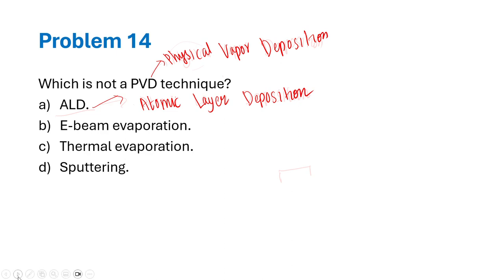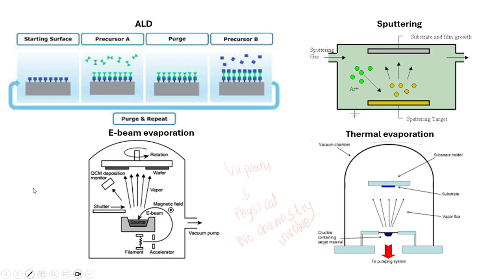In physical vapor deposition, we use vapor to deposit something on our desired substrate, and we use a physical process to generate this vapor, not a chemical process. In the case of ALD, some chemical reaction is happening. First we flow some precursor, then we purge it, then we flow another precursor. Whatever film is formed here is due to a chemical reaction between the two precursors A and B. So this is a chemical deposition process, not a physical process.